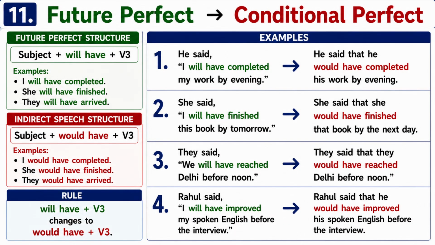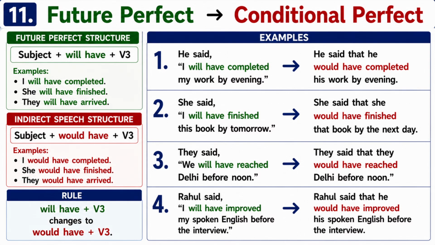The 11th tense change is future perfect changing into conditional perfect. The structure of future perfect is subject plus will have plus third form of the verb. Examples are, I will have completed. She will have finished. They will have arrived.